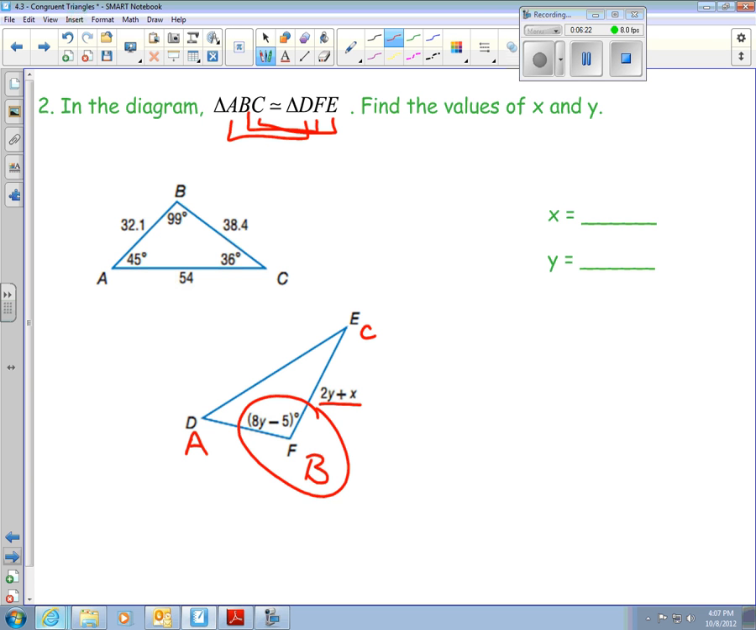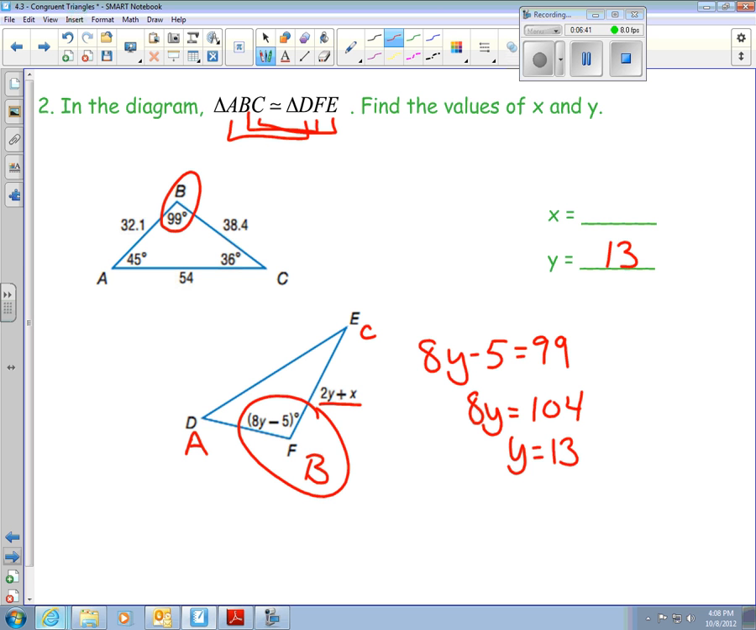So I know that 8Y minus 5 is equal or congruent to my B angle, which is that 99. So if we go ahead and solve that, we get 104. We divide both sides by 8, and Y is going to equal 13. So just because X is listed first in my answer doesn't mean that I always have to find X first. Sometimes, as in this case, I had to find Y first.